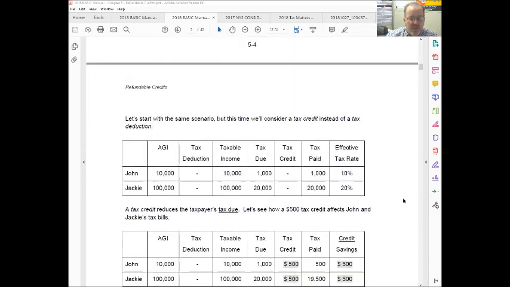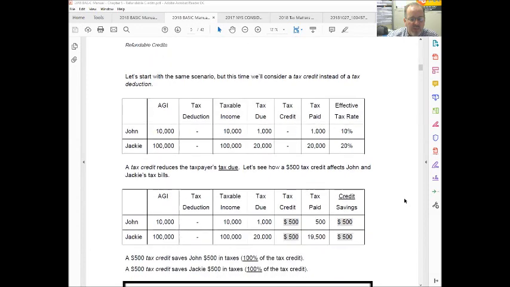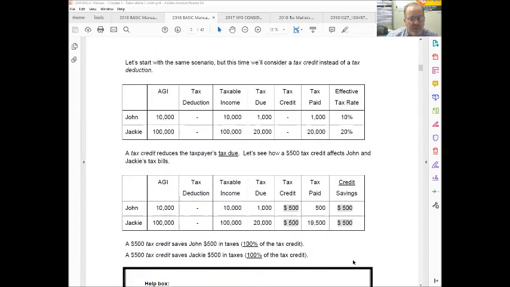All right, so we're going to go back to our same scenario. We've got John and Jackie. We see their income there, okay? This example, however, instead of doing a deduction, we're doing a credit, okay? So John owes $1,000 in tax due. Jackie has $20,000, all right? They each get a $500 credit. That means they each get $500 in savings because a credit is coming off their tax and is a dollar for dollar reduction of what they owe, okay?